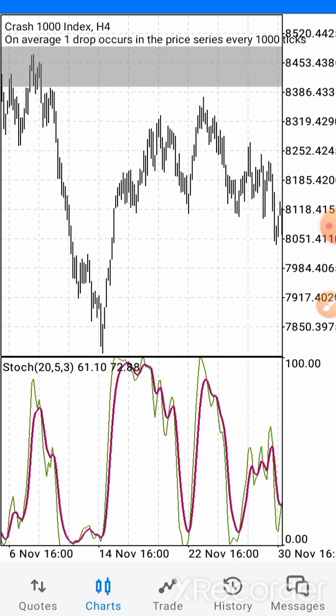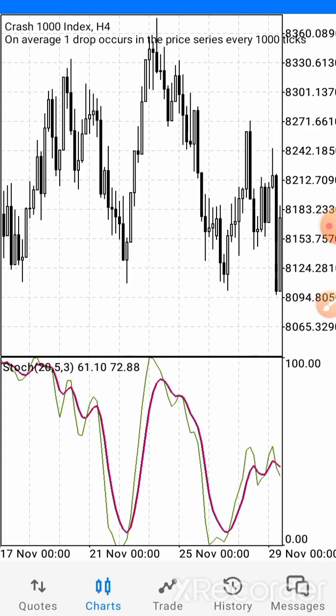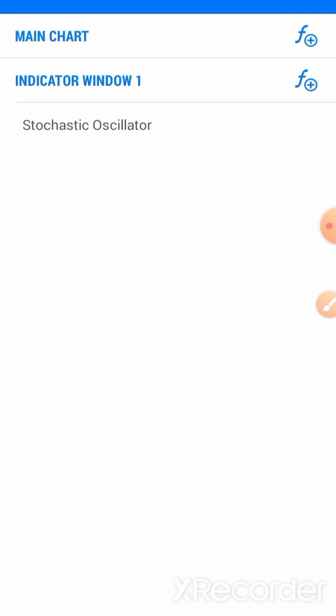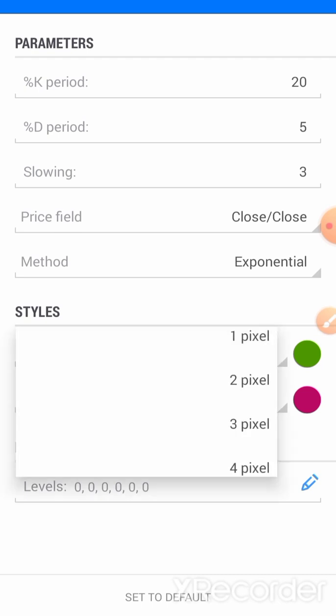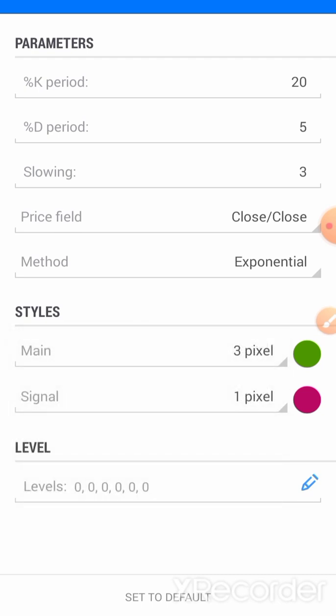But you have to understand that one of these lines on the stochastic is the signal line and one of it is the main line. So while this main line approaches a certain zone, the signal line crosses it to give us the signal we need. So we're going to change these parameters. We're going to change this to 1, change this to 3. Okay, done.